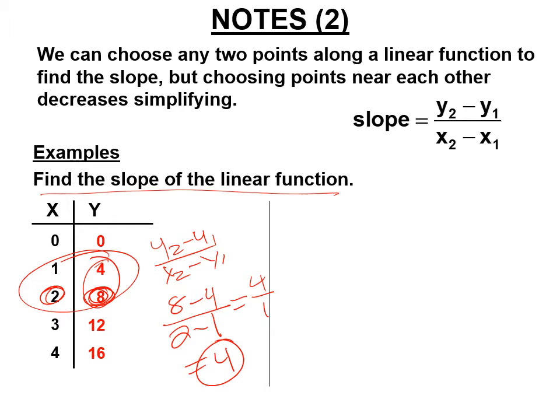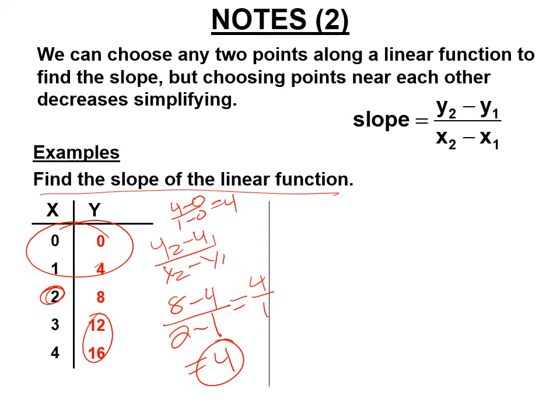Could I have done it elsewhere? It probably would have been even easier to do it right there, right? I would have done 4 minus 0 over 1 minus 0, which is also 4. But it's also right here, right? 16 minus 12 is 4, and 4 minus 3 is 1. Okay, you can do it anywhere with any 2 points today.